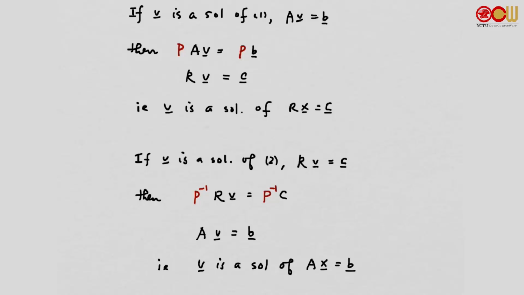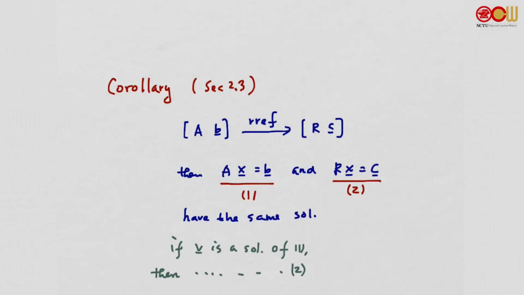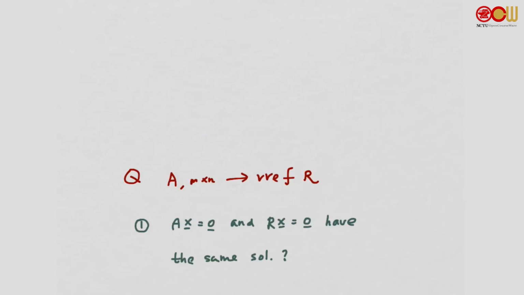Now we have done both ways. If V is a solution of 1, we have shown it's a solution of 2. If V is a solution of 2, we have shown it's a solution of system 1 as well. This corollary turns out to be very useful. Let's ask some more questions, and from the answers to these questions, you will understand why the corollary is very useful. Let's consider the case of the homogeneous equations AX equal to 0 and RX equal to 0.